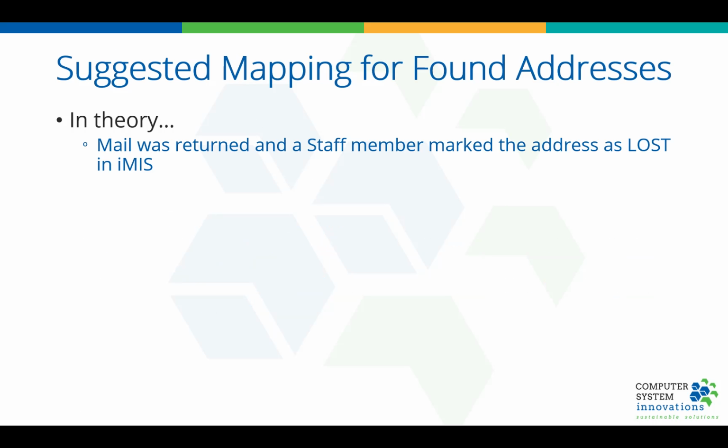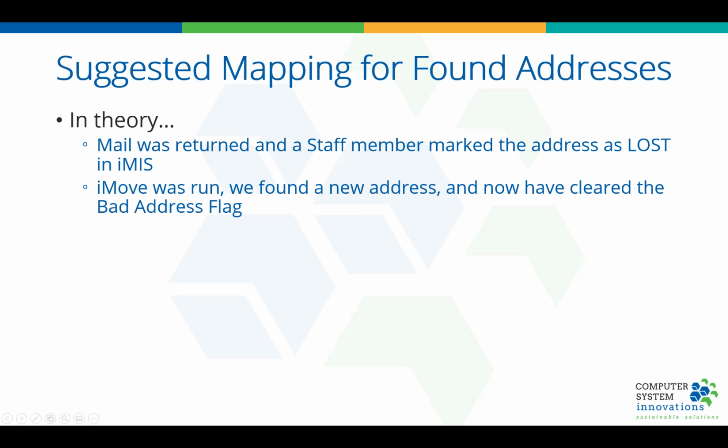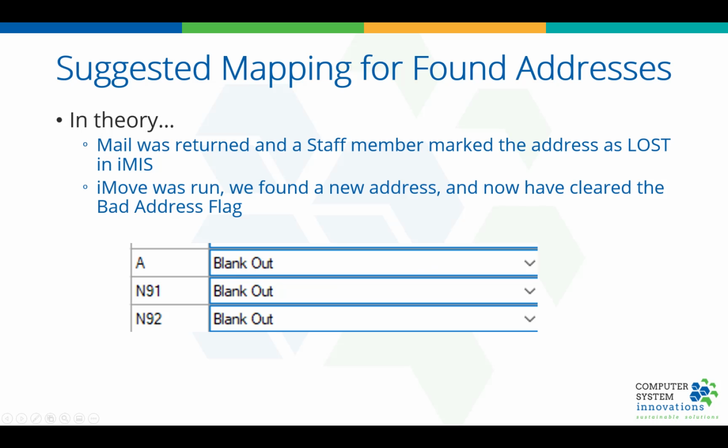Now, let's go ahead and think about this a minute, okay? I get a piece of mail returned to me, and it says bad address, or I'm sorry, it says lost. I go into iMIS and I mark that address as lost. I run iMove. It finds a new address. We go clear the bad address flag. That looks like this. A, N91, and N92 all are going to blank out the bad address status or flag in iMIS. These are the most important. If you were to only set 3 things in your bad address mapping, these would be the 3 to go ahead and set. A, N91, and N92. That means if something's in the bad address, we're going to go ahead and erase it.